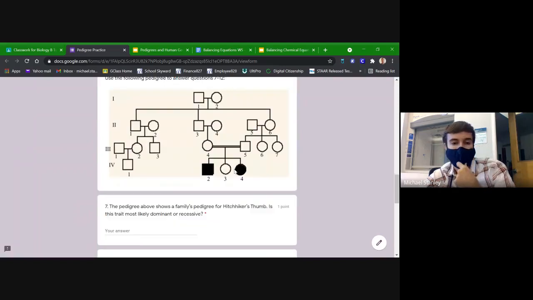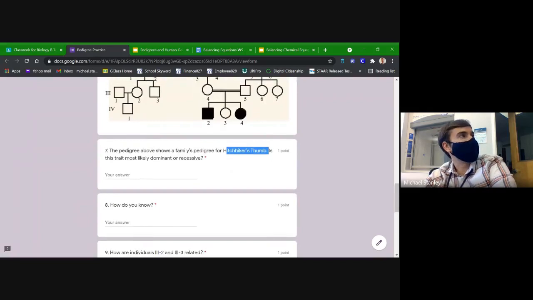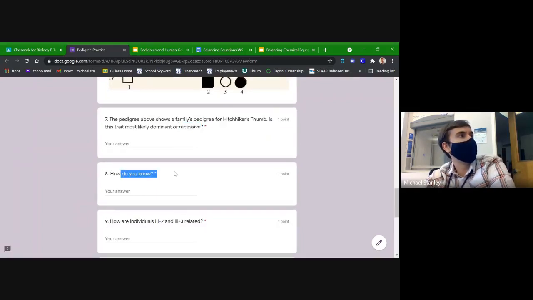This one is hitchhiker's thumb, which is the fact that some people, when they point their thumb out, the tip of it goes way backwards. So again, on this one, the filled-in square and circle right here represent people who do have hitchhiker's thumb. Empty boxes mean that you do not. And so this one's asking, do you think it's a dominant or recessive trait? And then how do you know?